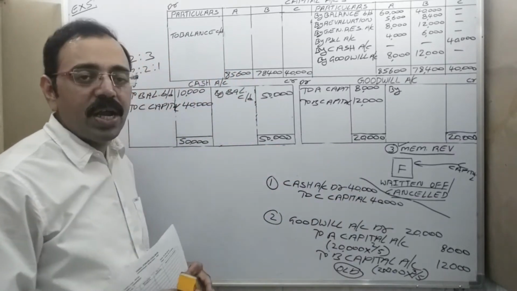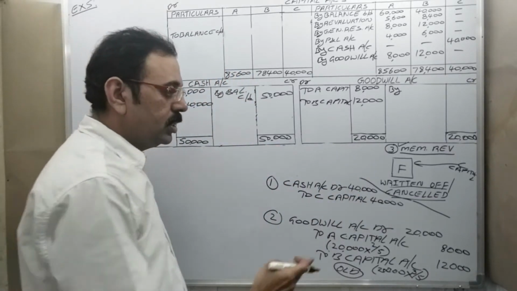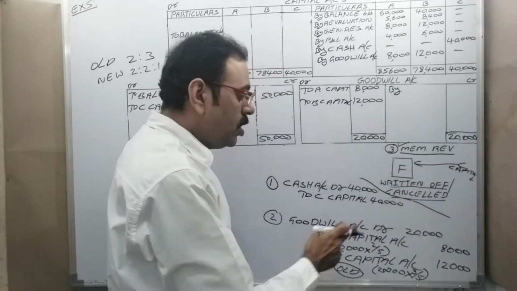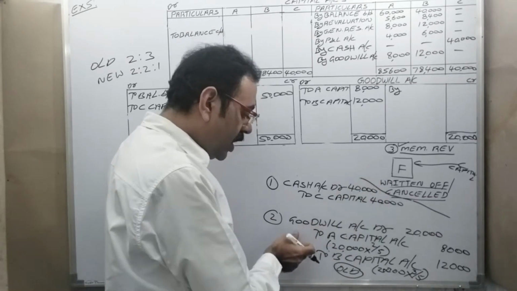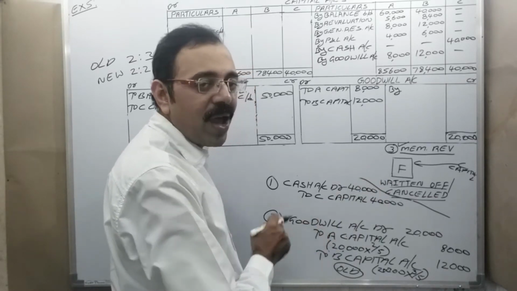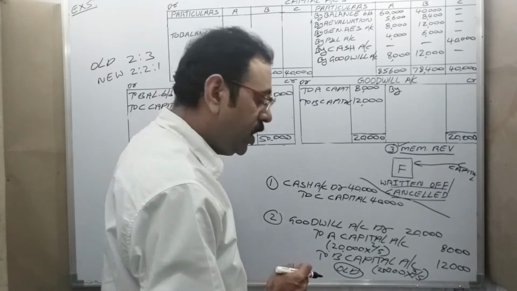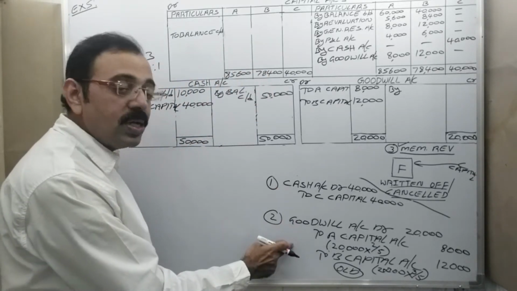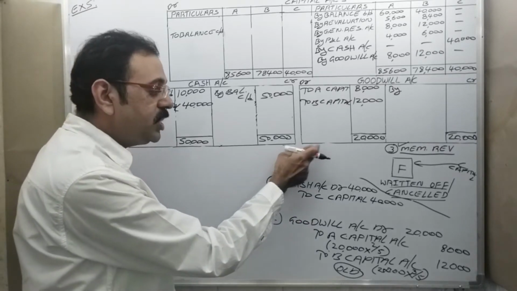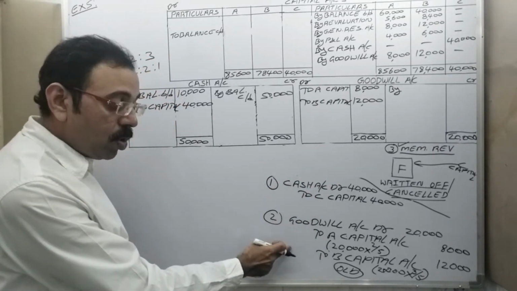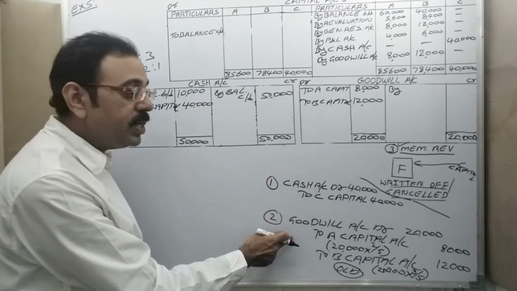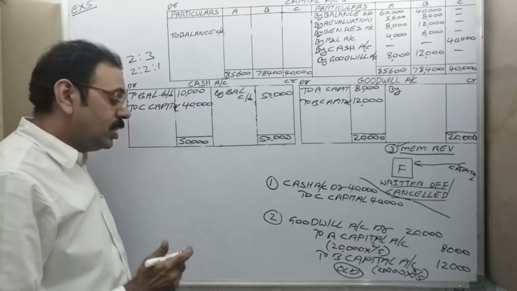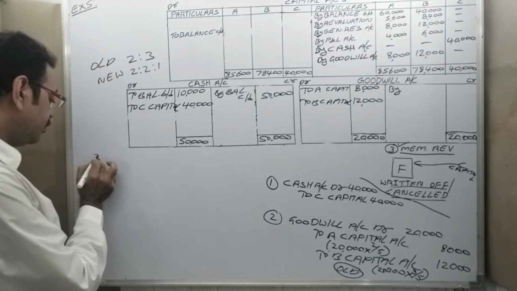In the memorandum revaluation method, what happens? C brings capital only. Then goodwill will be created in the business with full value. After that, we should cancel the goodwill. The first two entries are the same. For the revaluation method, what entries did we write? The same entries we should write for the memorandum revaluation method also. Now, the third entry is the new one.